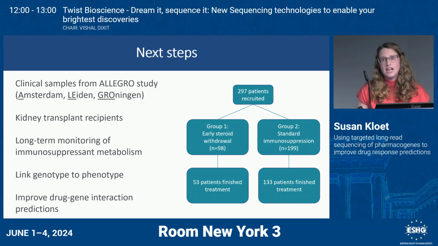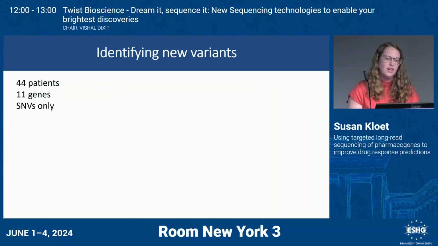For this study, in the end, we have nearly 200 patients who have finished the study, and we have access to their DNA. What I'll show in the last part of my talk is the initial work that we've done characterizing the variants that we identify in this study. We have 44 patients sequenced so far, whose results I'm going to present. Here we're just looking at 11 of the 21 genes that we have in the panel, and I'm only going to show the results from the SNVs.